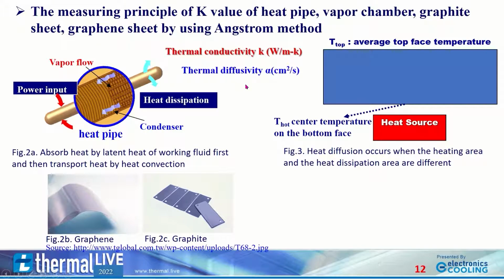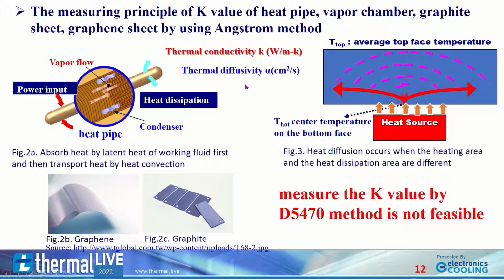But for devices such as the heat pipe, which utilize the latent heat of the working fluid and the heated convection of the working fluid to achieve heat transport, as shown in Figure 2a, or brittle materials such as the graphene sheet and the graphite sheet, as shown in Figure 2b and Figure 2c, or when the heating area and the heat dissipation area are different, there must exist a heat diffusion process as shown in Figure 3. In these situations, measuring K values by the D5417 method is not feasible.